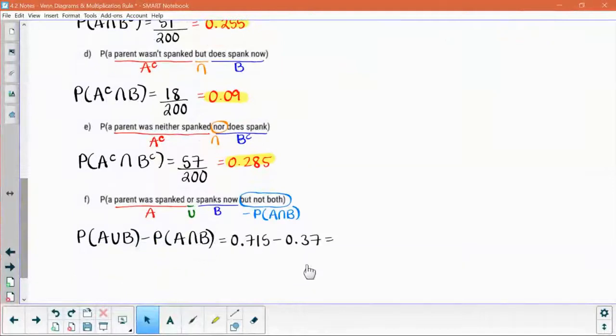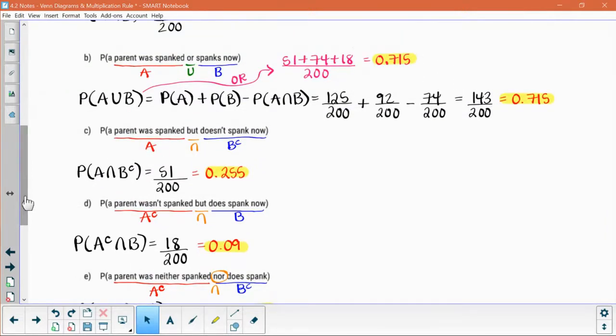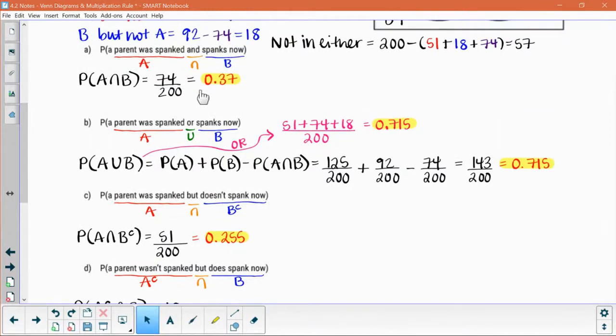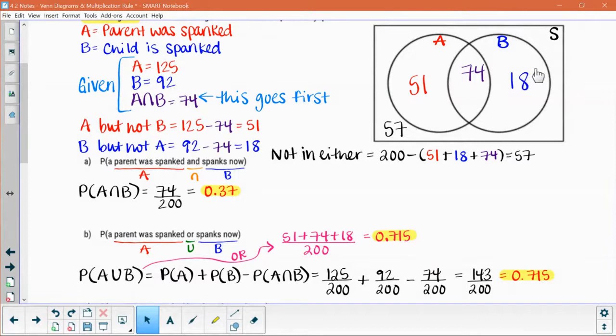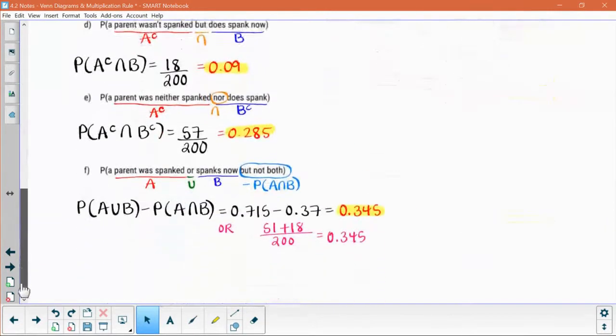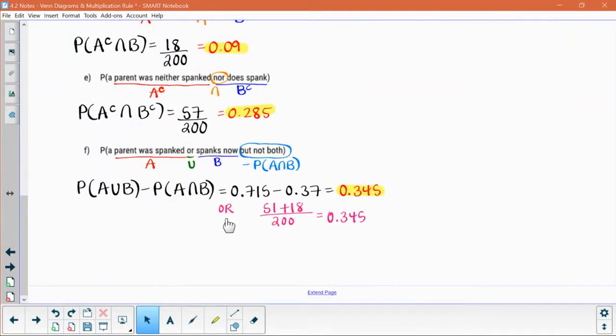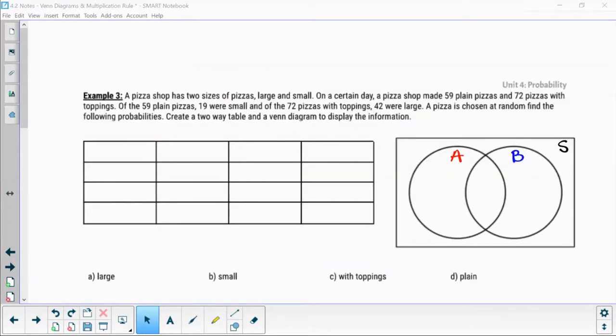So all I have to do is I could go in and just do my decimals that I've already found. I've done A or B to be 0.715, and I have done A and B to be 0.37, which gives me 0.345. But I also could approach it in terms of counts, or I could say that 51 plus 18, which was the A and the B without the overlap, divided by 200 is 0.345. Okay, let's go ahead and look at example 3.